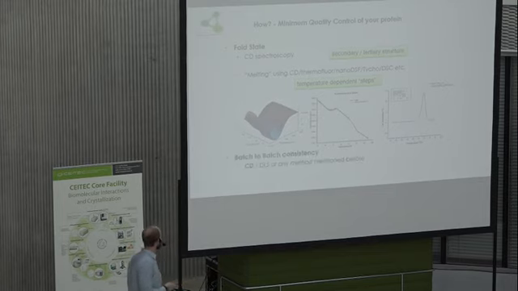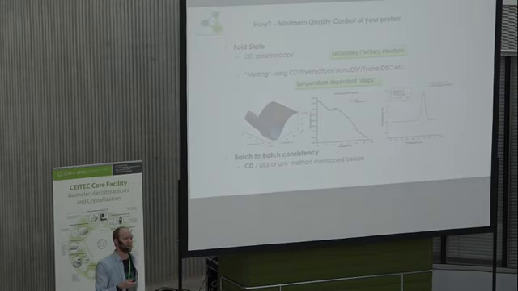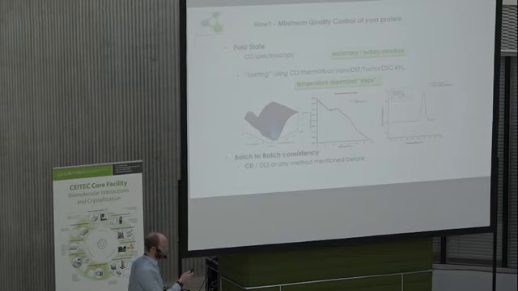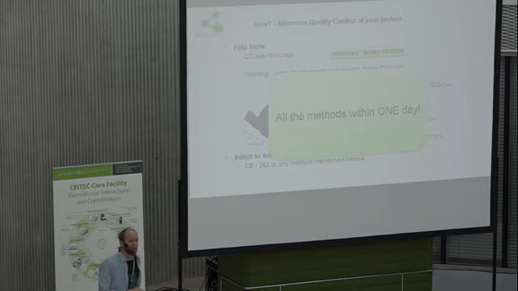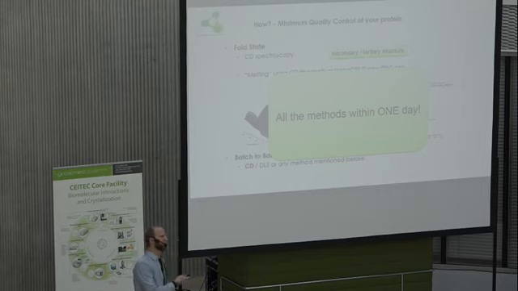And last but not least, if you create a new batch, you want to do a batch-to-batch comparison, so you want to make sure that the next batch is similar. It's easy to use one of these methods, for instance CD spectroscopy, to compare the batch to the previous batch. CD spectroscopy is also recommended because it's an FDA-approved method that tells you this is the same as it was before, and that's very easy and fast to do. The nice thing about all these methods that I showed you is that, in principle, you can do them all within 1 day. So there are no excuses that you don't have time to do it.